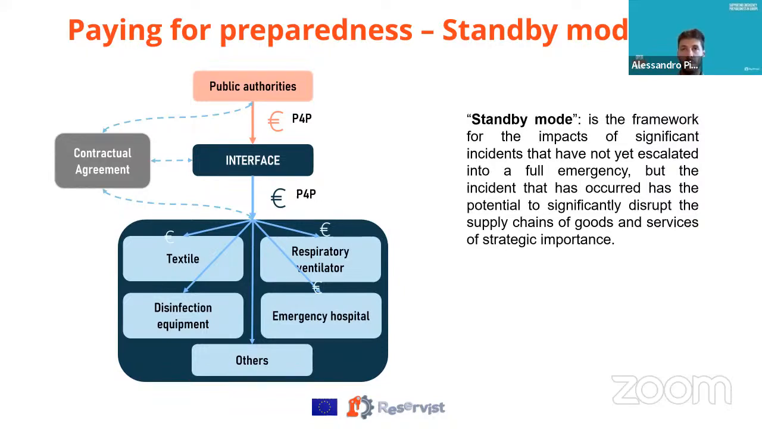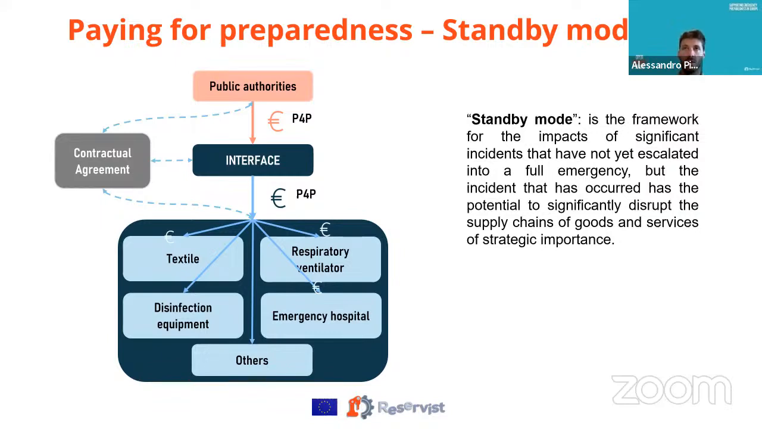The manufacturing companies must use the money to be prepared, so to maintain the equipment to produce the products and materials that they define in the contractual agreement, but also to maintain, for instance, the digital platform that we have developed during the project. However, the paying for preparedness model is divided into parts.